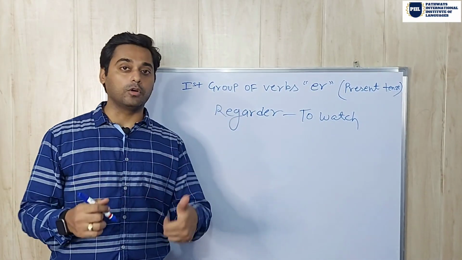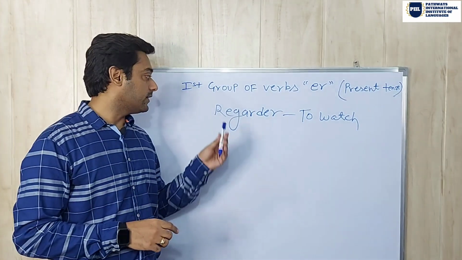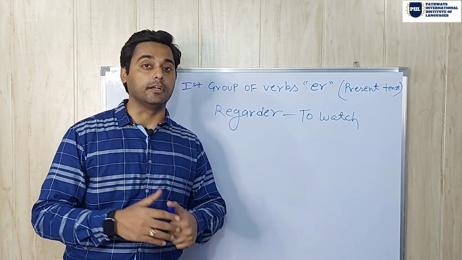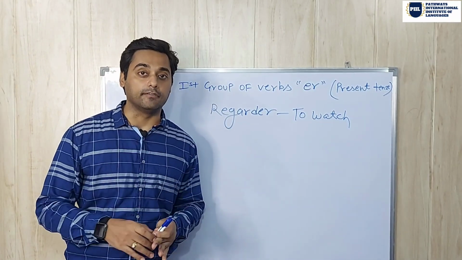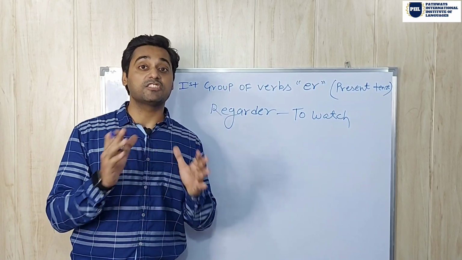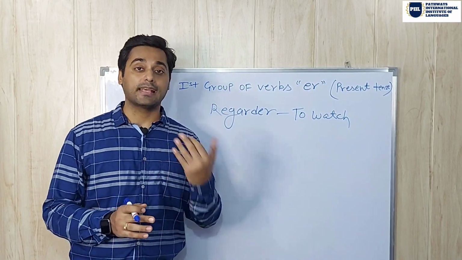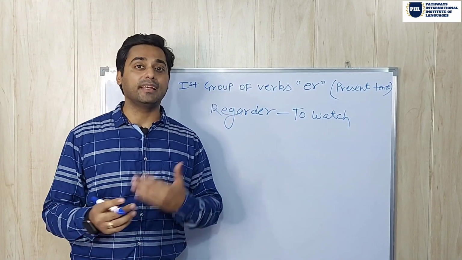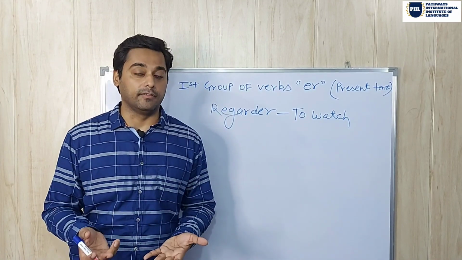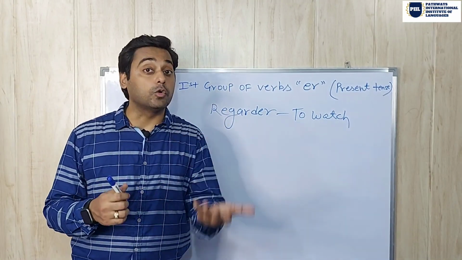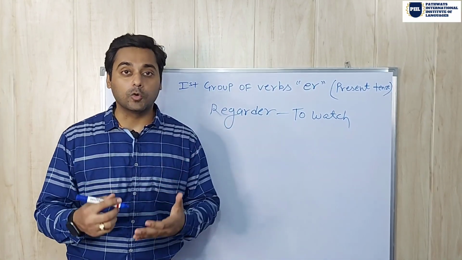There is one more thing you also need to know: this regarder is a verb in the form of the infinitive. Now what is an infinitive? An infinitive is a verb which is not conjugated yet. For example, in English, what is an infinitive? In English, the infinitive starts with to, like to watch, to play, to sing.